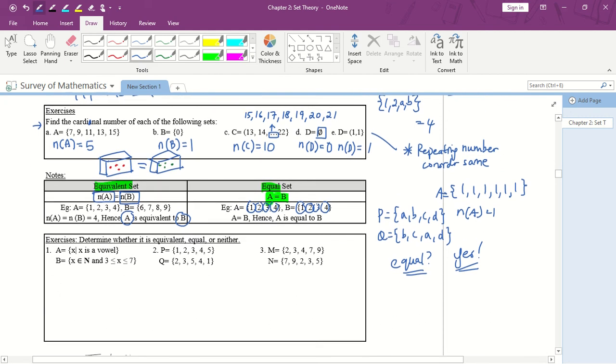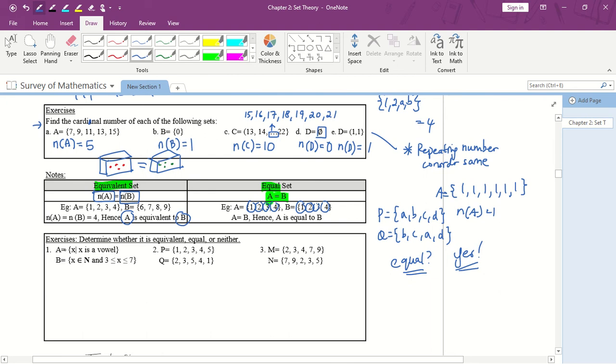So let's look at the exercises here. It says, determine whether the sets are equivalent, equal, or neither. So here it says the set A is {x | x is a vowel}. Remember, this is what we call set builder notation. And this one, P is equal to {1, 2, 3, 4, 5}. This is what we call the roster method. Go back to my first video and check it out if you forget. So set A is x such that x is a vowel. B is natural numbers x such that 3 is less than or equal to x, less than or equal to 7.